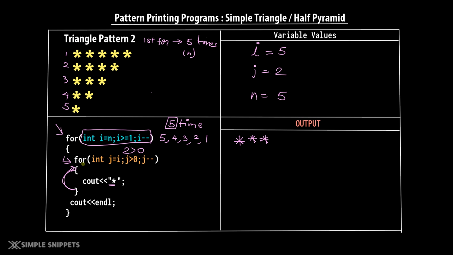Is 2 greater than 0? Of course it is. Go again inside the for loop. Again print one more star. Come at the end of the inner for loop. Go to the start. Again j minus minus. J becomes 1. Let's write 1 over here and 1 over here.